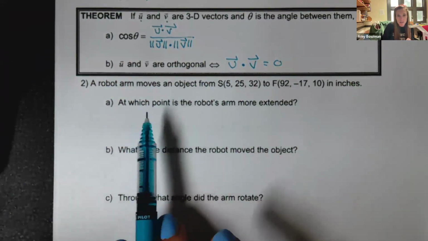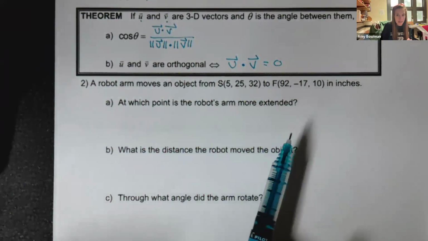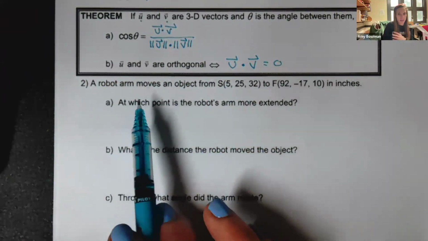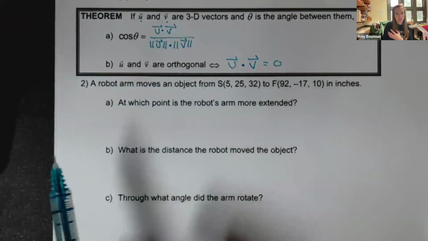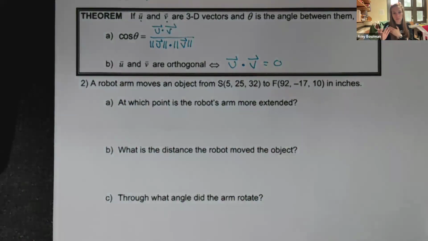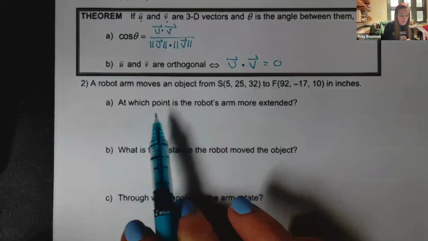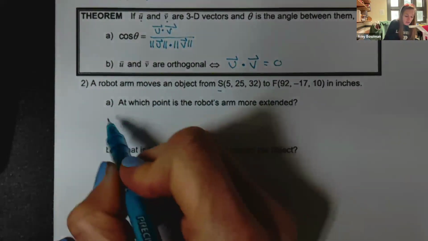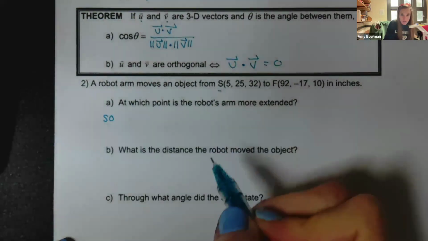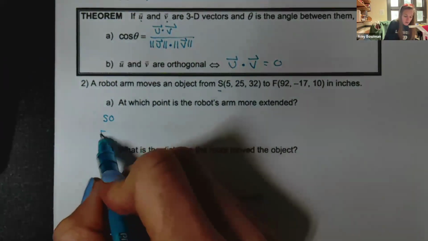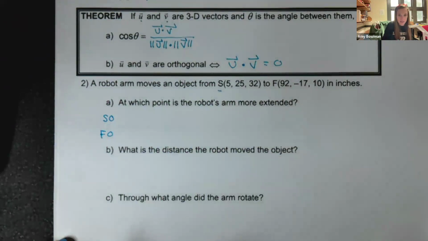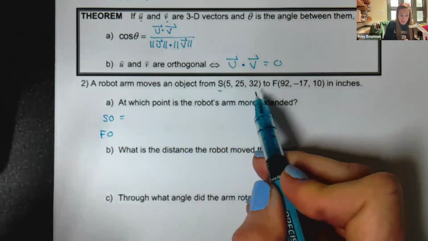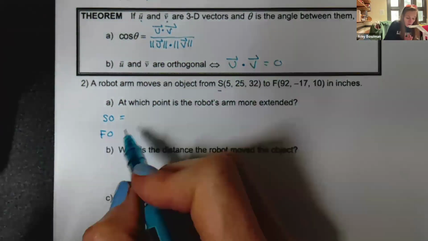At which point is the robot's arm more extended? So first, we're going to see the distance from the robot's shoulder. We'll consider that the origin, the distance from where it would be going from the shoulder to the object in space. So at which point is the robot's arm more extended? We're just measuring the distance from S to the origin, so SO, and then FO. So we just need to figure out those two distances. Since it's from the origin, it's just the square root of x squared plus y squared plus z squared. So you guys are going to work that out.